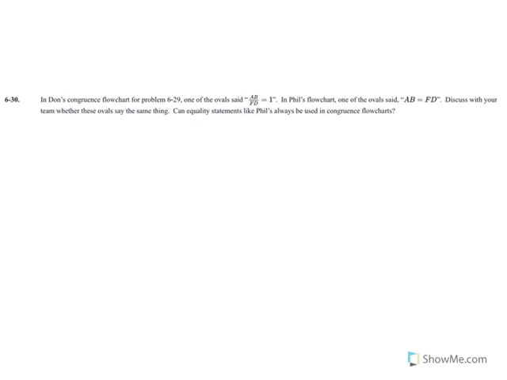Okay, this is a really quick question that we're just going to talk about together because it's actually kind of important. It's not something I think you'd necessarily put two and two together with, but you can do this. So it says, in Don's congruence chart for problem 29, one of the ovals said AB over FD equals 1. In Phil's flowchart, one of the ovals said AB equals FD. Discuss with your team whether these ovals are the same thing. Can equality statements like Phil's always be used in congruence flowcharts?